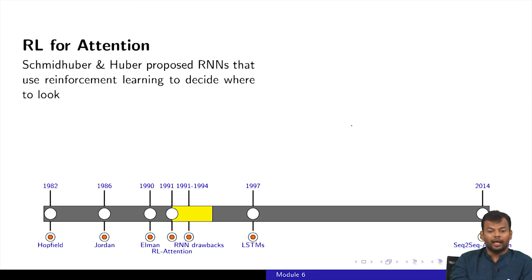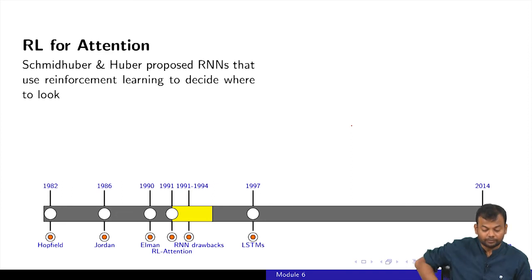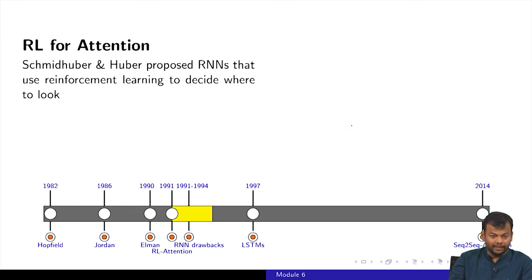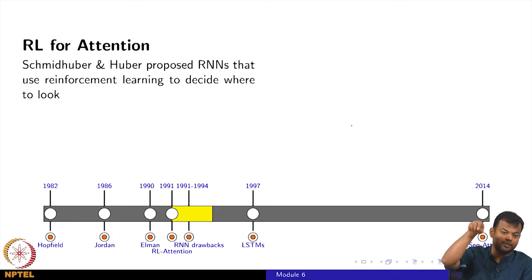Okay? And again, this idea of attention itself was explored earlier also, somewhere around 1991 or so, and reinforcement learning was used for learning this attention mechanism. And what attention basically tells you is that if you have a large sequence and you want to do something with this sequence, what are the important elements of this sequence that you need to focus on, right? So, this is again something that we will look at in detail in the course.